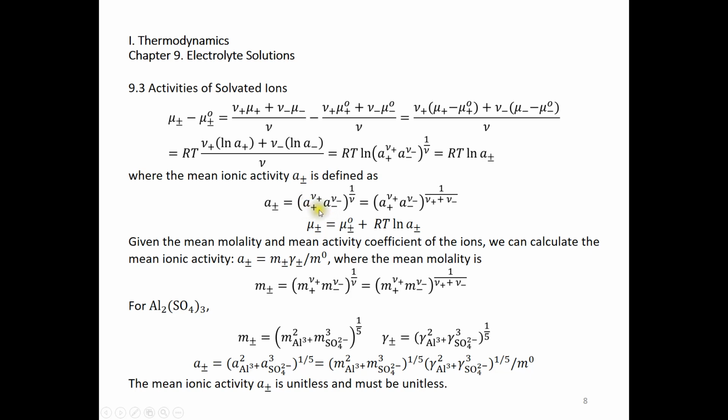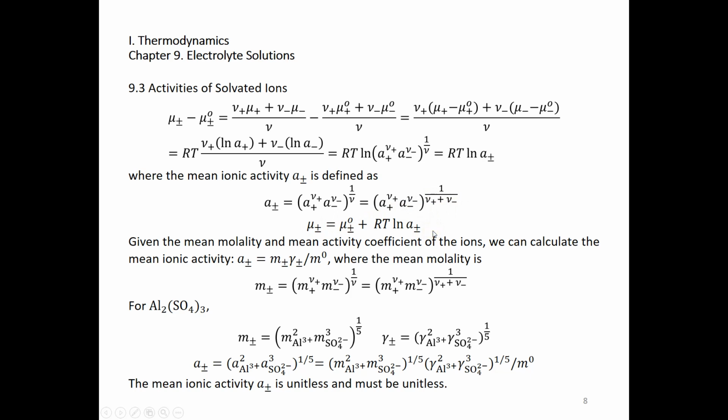So this is A plus, the activity of the cation raised to the power of nu plus, which is its coefficient in the ionic formula. And this is A minus, the activity of the anion raised to the power of nu minus. Nu minus is the coefficient of the anion in the ionic formula. And then we have the whole thing, the product, raised to the power of 1 over nu. Again, this is so-called the geometric mean of the activities of these ions. And this nu is the sum of nu sub plus and nu sub minus.